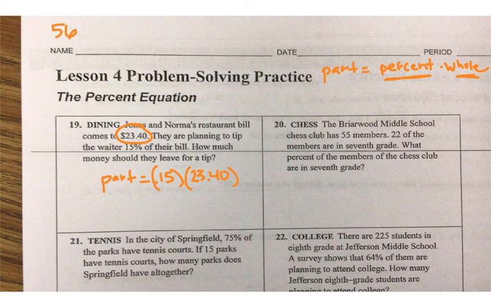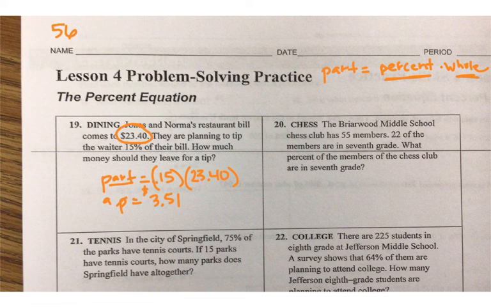Then to find our part, or to find our tip, we're going to multiply 0.15 times 23.40. And that's going to give us our part is equal to 3.51. So basically what that's saying is that we will pay $3.51 as a tip. Okay? All right, let's go to number 20.